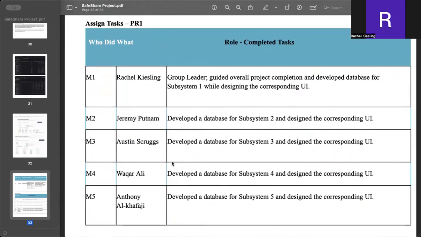All of us, all 5 members, worked on our own database for our own subsystems and designed the user interface for that subsystem.